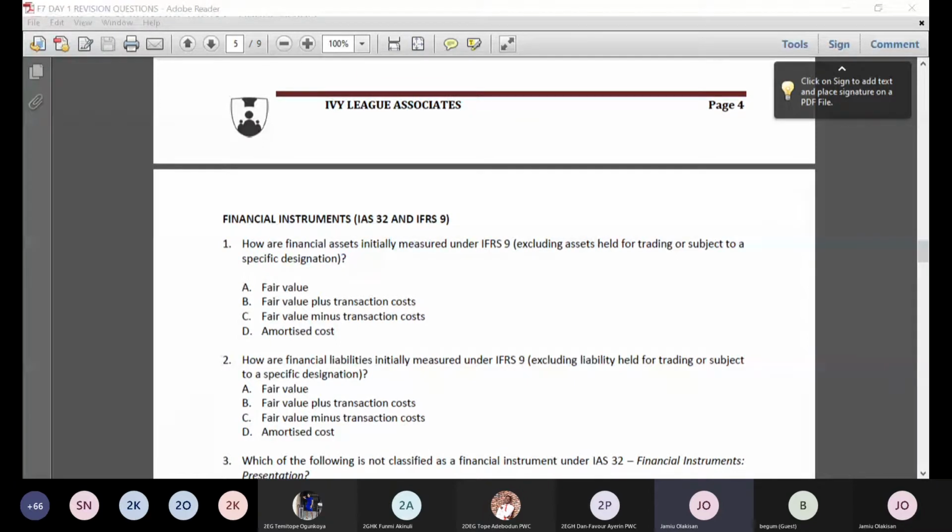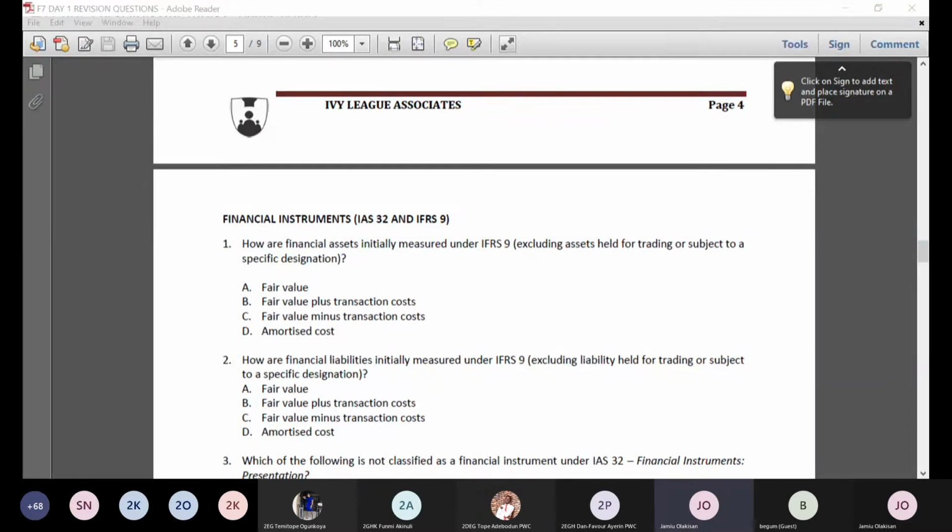The definition of financial instrument starts from a contract. So any liability that does not arise from a contract is not a financial liability within the scope of IAS 32 and IFRS 9. Then after that, I'm sure you learned how to determine whether the instrument you have issued is a financial liability or an equity instrument.